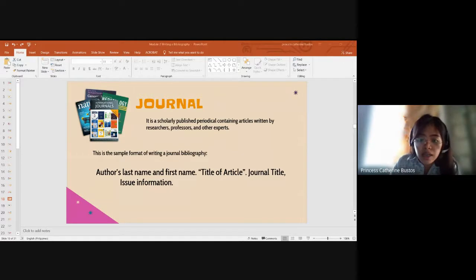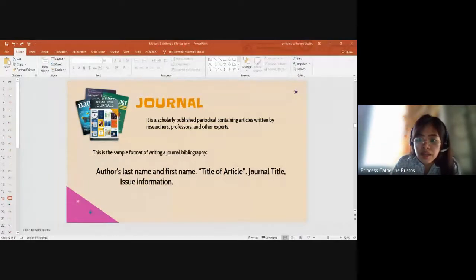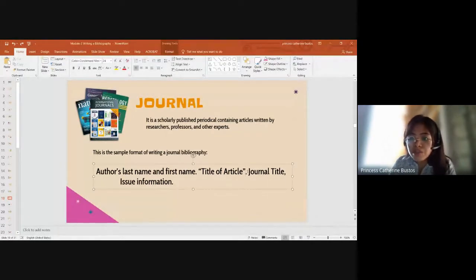That's why you need to enclose the title of your article. As you can see here, I think this is a typo. Your quotation mark must be outside your period. Again, your quotation mark must be outside. And then after that, you have the journal title, comma, and then the issue information, then period. What are those issue information?